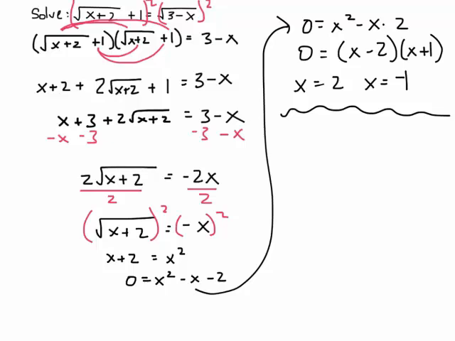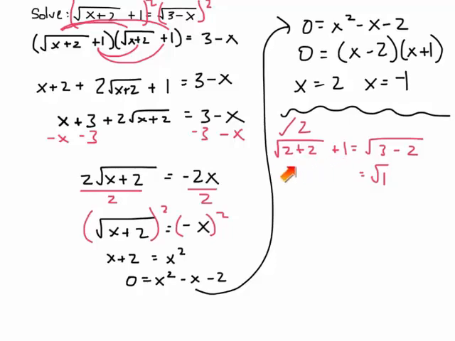So I'm going to check 2. That says the square root of 2 plus 2 plus 1 is equal to the square root of 3 minus 2. Well, the square root of 3 minus 2 is the square root of 1. Look at this left side. Is this going to be smaller or the same as 1? No, we have the square root of 4 plus 1. So the square root of 4 is 2 plus 1 is 3. That doesn't equal 1. So 2 is extraneous.